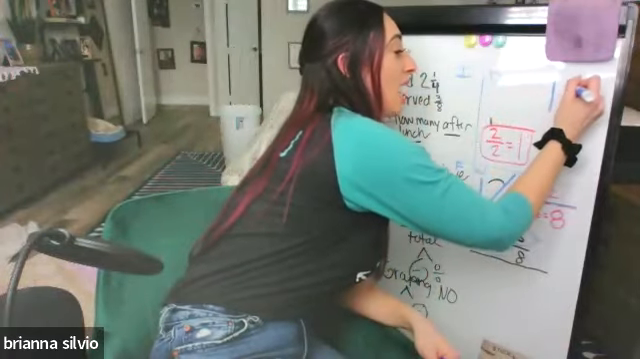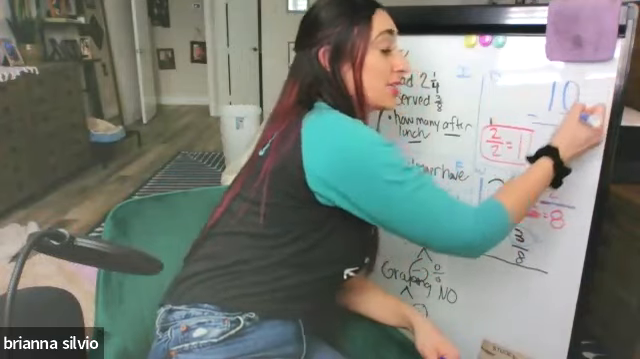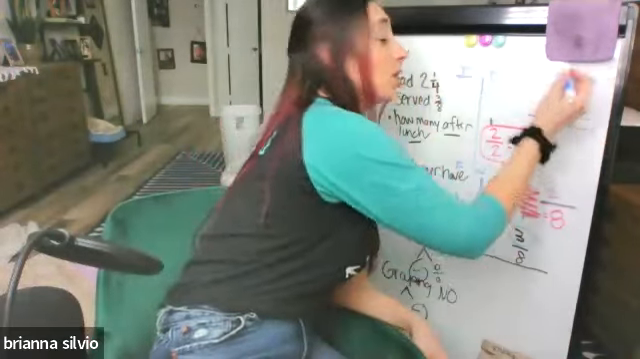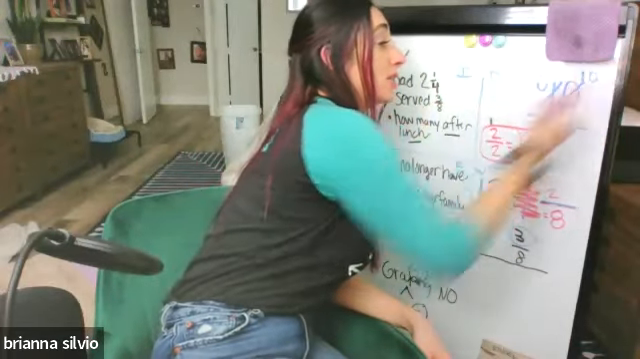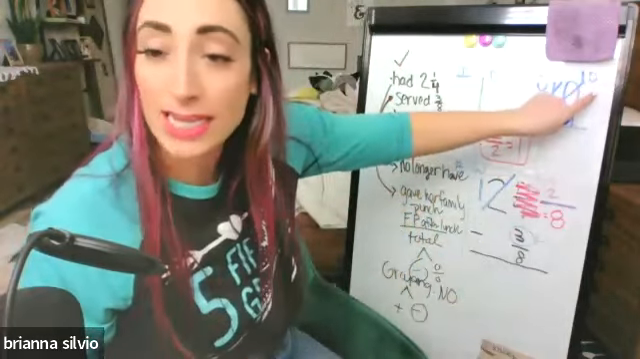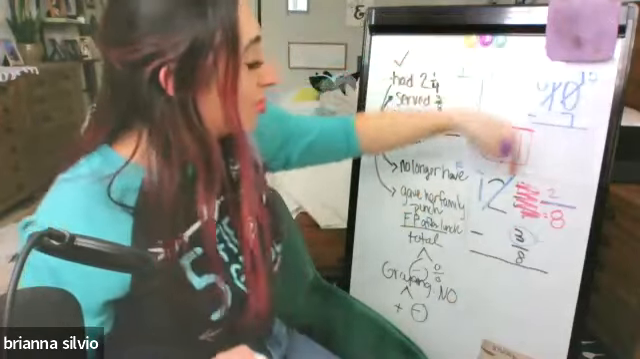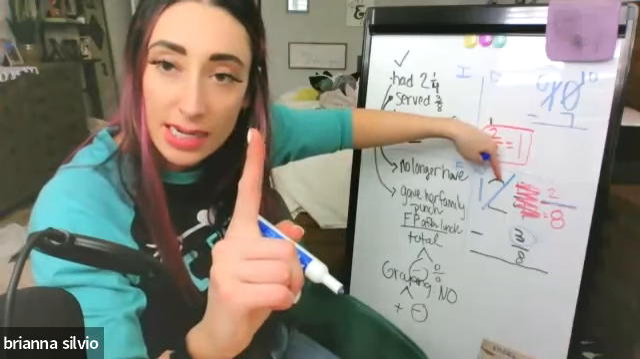Let's say I've got 10 minus 7. 0 minus 7, you can't do it, Miss Silvio. I know, baby. So we pull from the tens place and give the ones place a bundle of 10. The reason we give the ones place 10 is because we're pulling from the tens place.